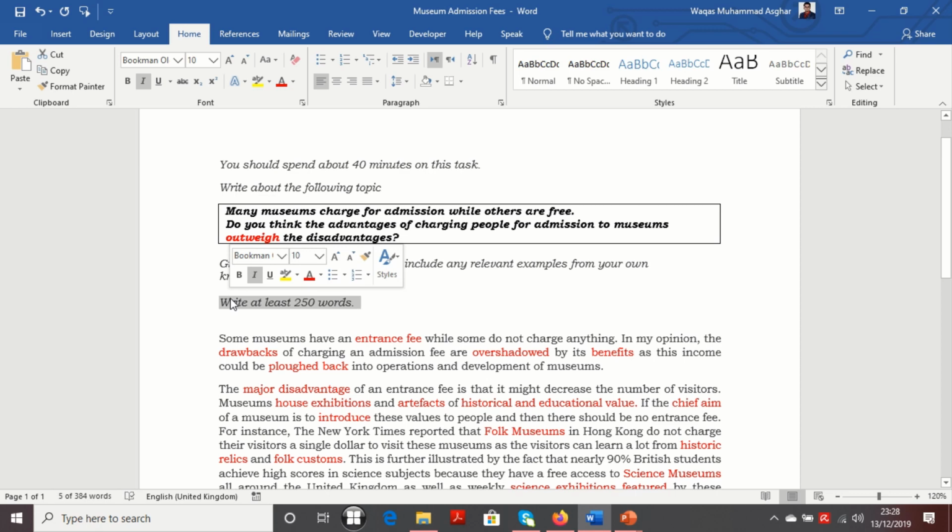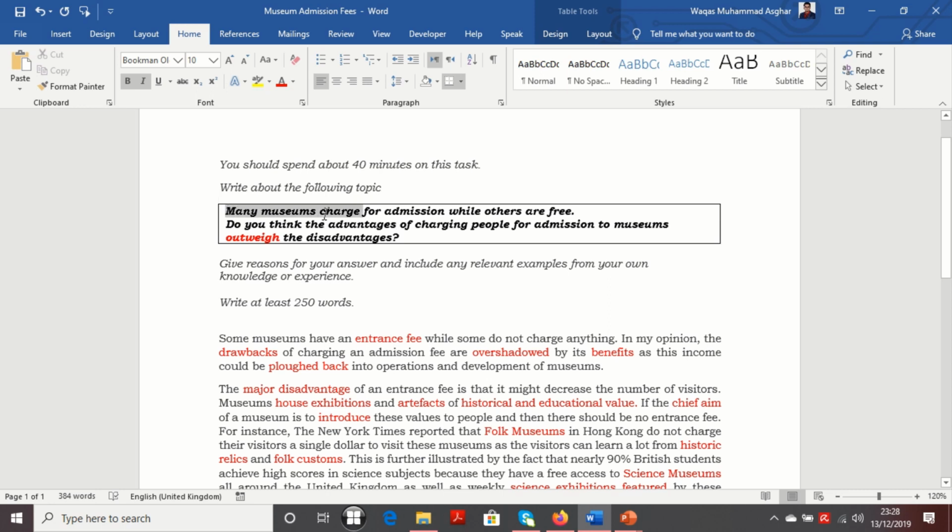Write at least 250 words. We also need to write 250 words. If we write 249 words, then the examiner will deduct one band straight, because we're not fulfilling their requirement. As per certified IELTS trainers, they will deduct one band. So our question is: many museums charge for admission while others are free. This is a statement. Do you think the advantages of charging people for admission to museums outweigh the disadvantages?